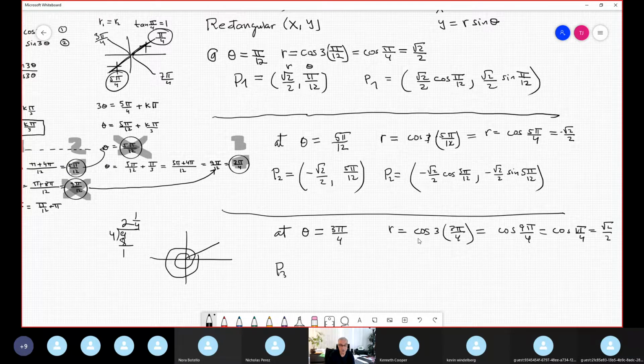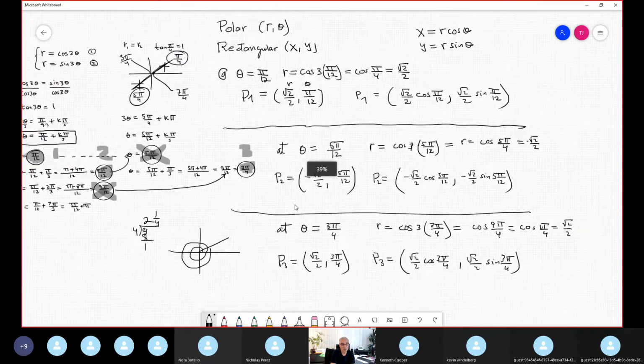The point 3 is radical 2 over 2, comma, 9 pi over 4. If you want to write 9 pi over 4, it's okay, or equivalently 3 pi over 4, which is in the second quadrant. And P3 in Cartesian is radical 2 over 2 cosine 3 pi over 4, which is negative since cosine in the second quadrant is negative, comma, radical 2 over 2 sine 3 pi over 4. Boom. It looks complicated, but it's not too complicated.